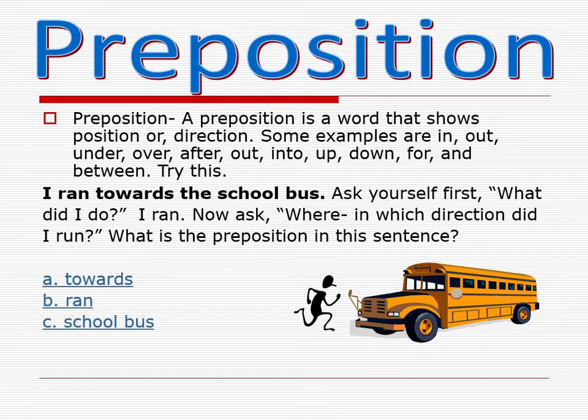Try this. I ran towards the school bus. Ask yourself first, what did I do? I ran. Okay. Now ask, where? In which direction did I run? What is the preposition in this sentence? So, what did I do? I just ran. So where? In which direction did I run? Towards the school bus. Which direction? Towards the school bus. So here the preposition is towards.